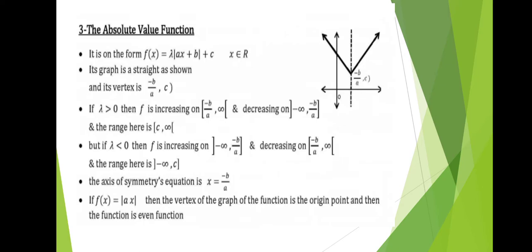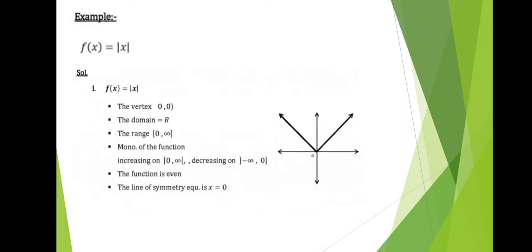So the function here is an even function. For example, f of x equals absolute value of x, then the vertex will be 0 and 0. The domain will be R, and the range is from 0 closed to positive infinity. The function is increasing from 0 closed to positive infinity, and decreasing from negative infinity to 0 closed. Of course, because it is symmetric about the y axis, it is an even function, and the line of symmetry has the equation x equals 0.